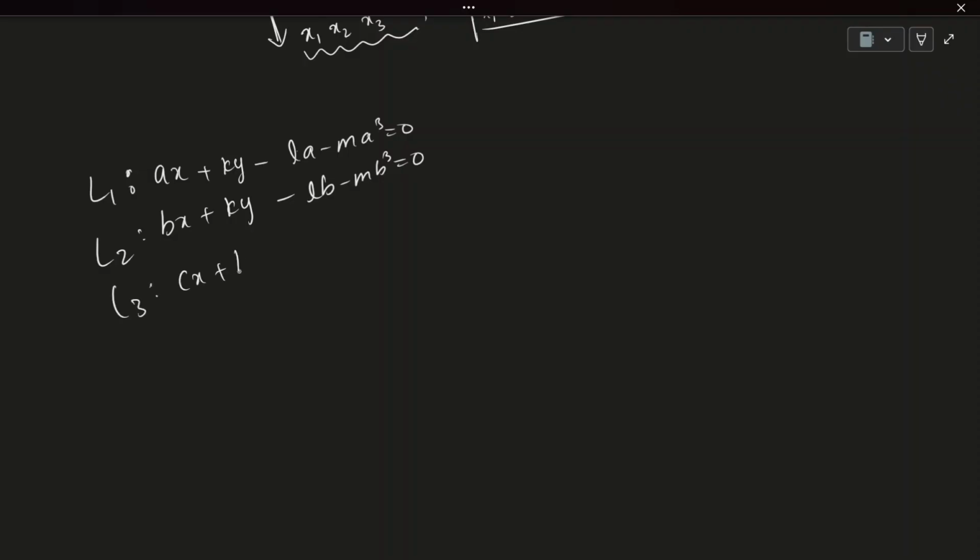Those three lines are given as ax + ky - la - ma^3 = 0. This is line 1, and line 2 is bx + ky - lb - mb^3 = 0, and L3 is cx + ky - lc - mc^3 = 0. So he is saying that these three lines are concurrent lines. Concurrent means they are intersecting at a common point.